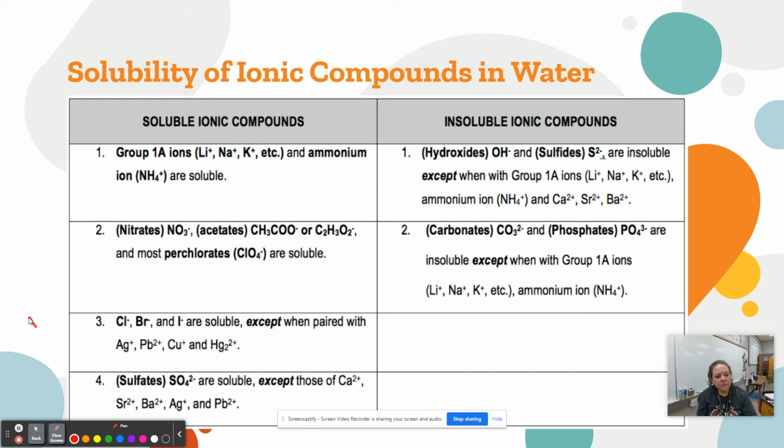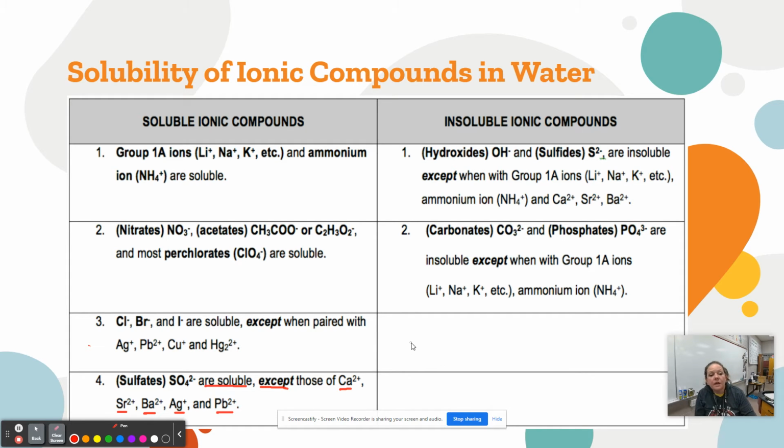So if you had magnesium chloride, it would be soluble. But if you had, for example, silver chloride, it would be insoluble, because that's what your chart tells you. Okay, so look at number 4. That is sulfates. Hopefully by now you know that sulfate is SO4. These are all soluble except those with calcium, strontium, barium, silver, and lead.